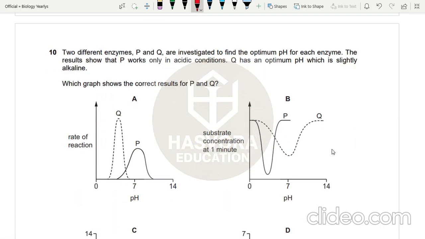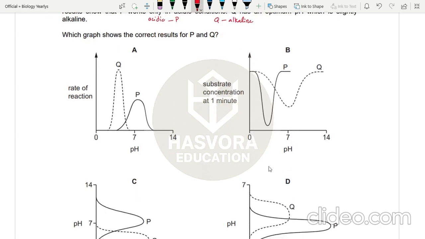The next question says two different enzymes P and Q were investigated to find the optimum pH for each enzyme. The result shows that P works only in acidic conditions, and Q has an optimum pH which is slightly alkaline. So which graph shows the correct results? Now in the first graph you can see that they have shown the pH of P as neutral. So this will be incorrect, and they have shown Q as acidic. So this is completely opposite to what they said.